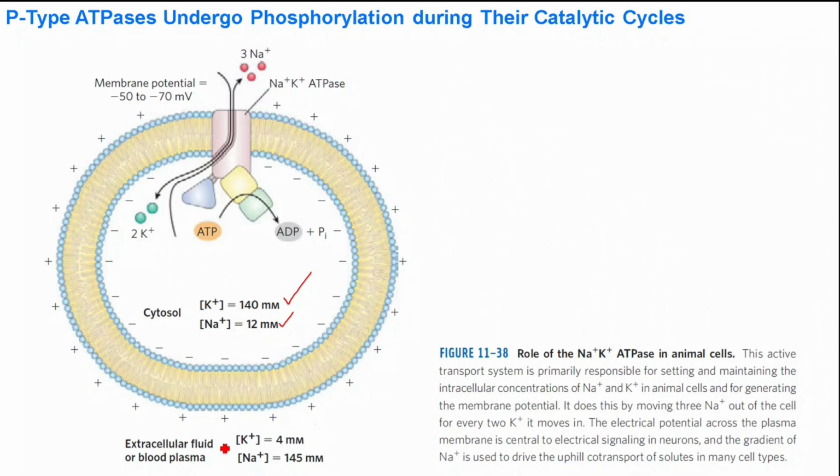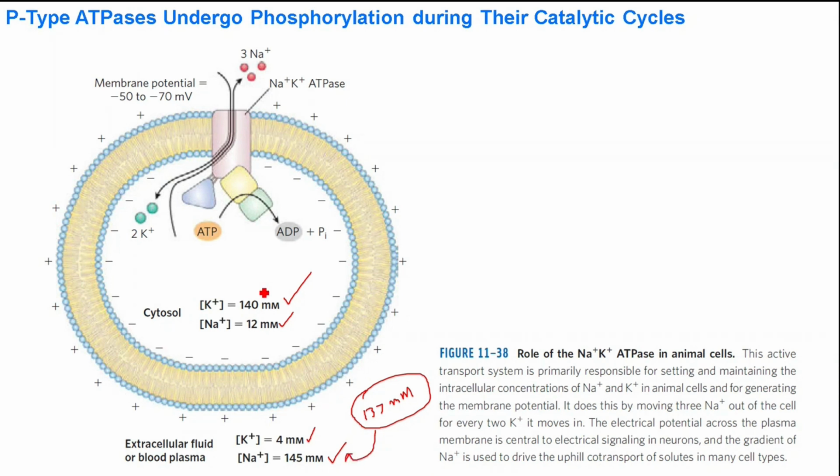But outside the cell, in the extracellular fluid, the potassium concentration is very low. Outside of the cell, sodium concentration is 145 millimolar. When I work with protein, I usually take the concentration of sodium ion as 135 millimolar in my buffer solution. So I'm keeping the sodium concentration that is present in the extracellular fluid.